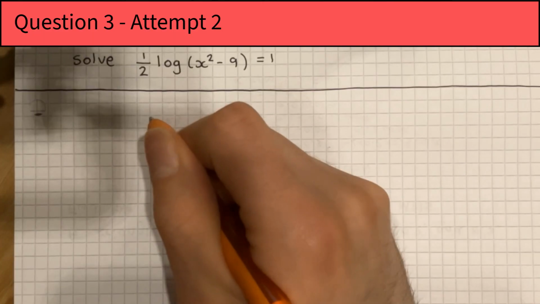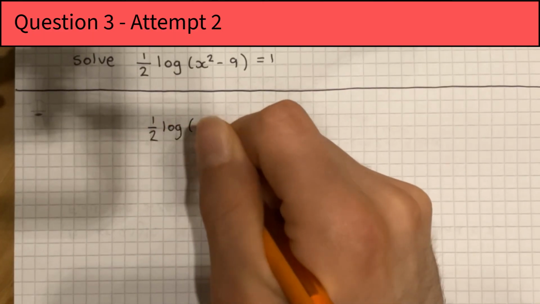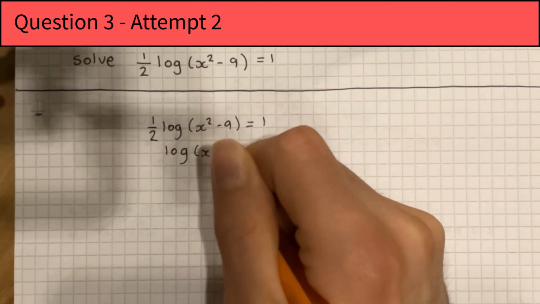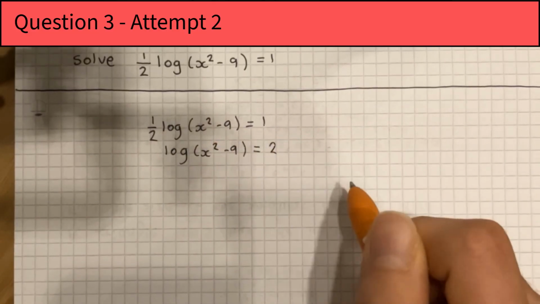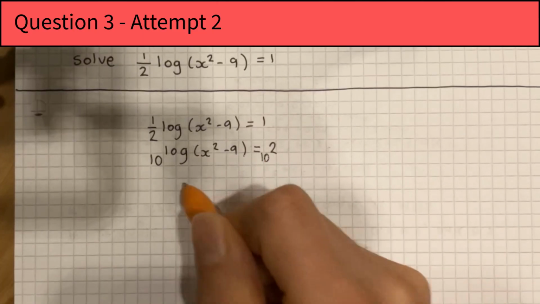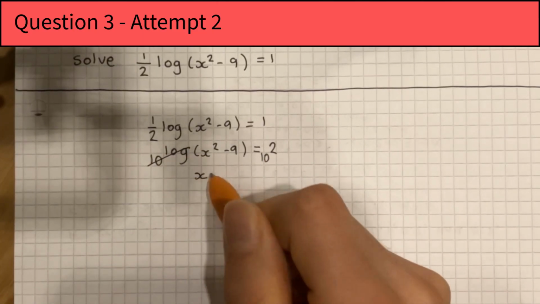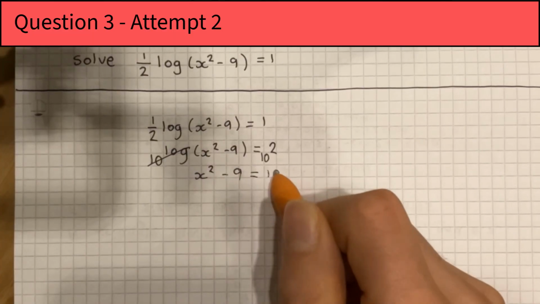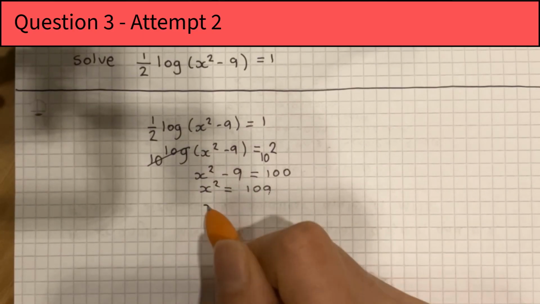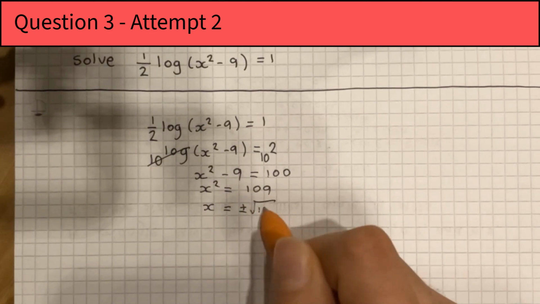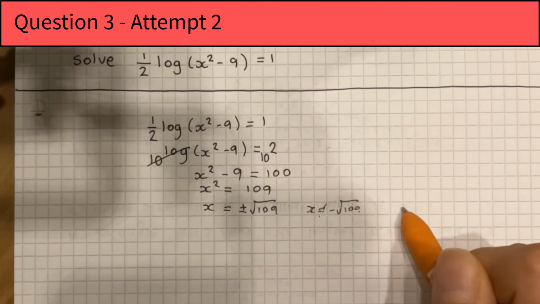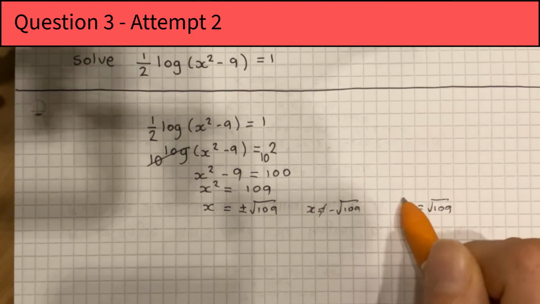In this log question, what I'm going to attempt to do this time is first times both sides of the equation by 2 and see where that gets me. With times by 2, I'm going to get the log is equal to 2. And then I'm going to do 10 to the power of both sides, like this. So 10 and log will cancel out. So x squared minus 9 should be equal to 10 squared, or 100. So x squared is 109. So x is plus or minus root 109. But of course, we can't have a log of a negative, so we'll rub out the negative solution. So the only solution is root 109.